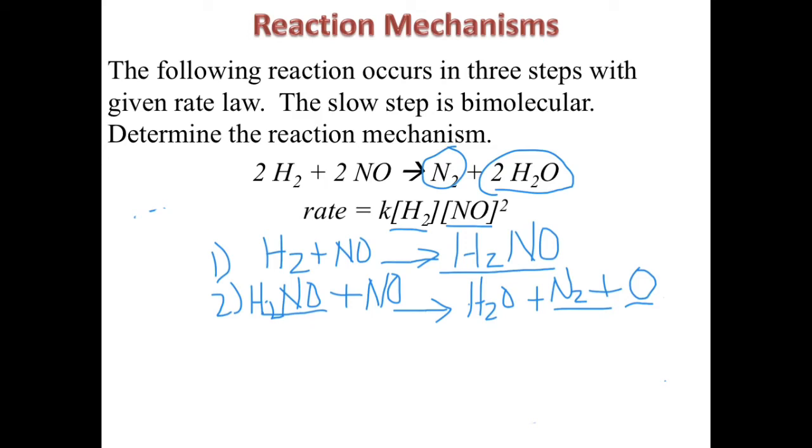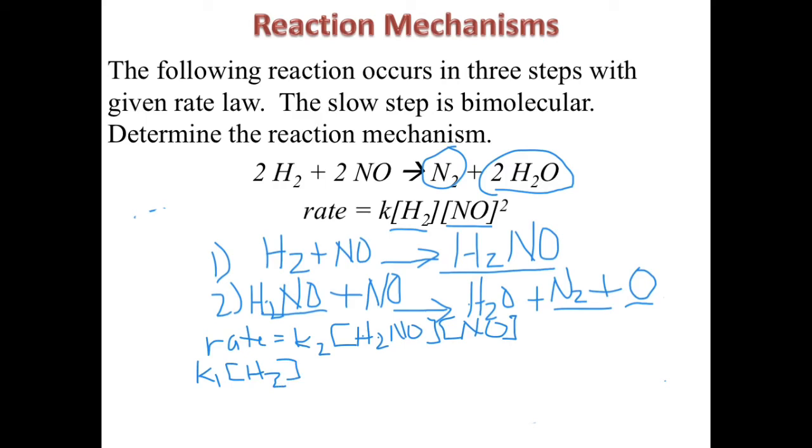And so the rate equals K2 times the concentration of this H2NO times the concentration of NO. And for the first reaction, which is reversible, we have K1, concentration of H2, times the concentration of NO equals K1 times the concentration of H2NO.